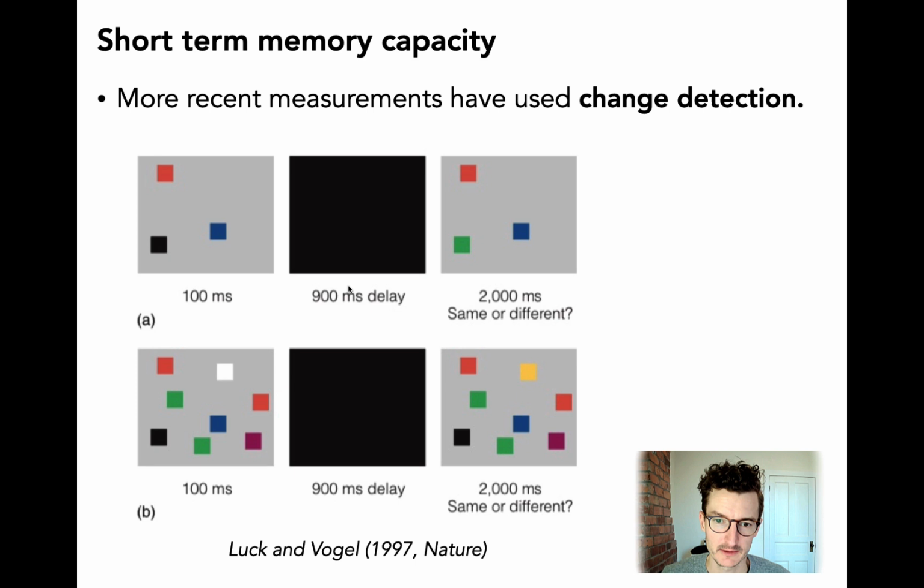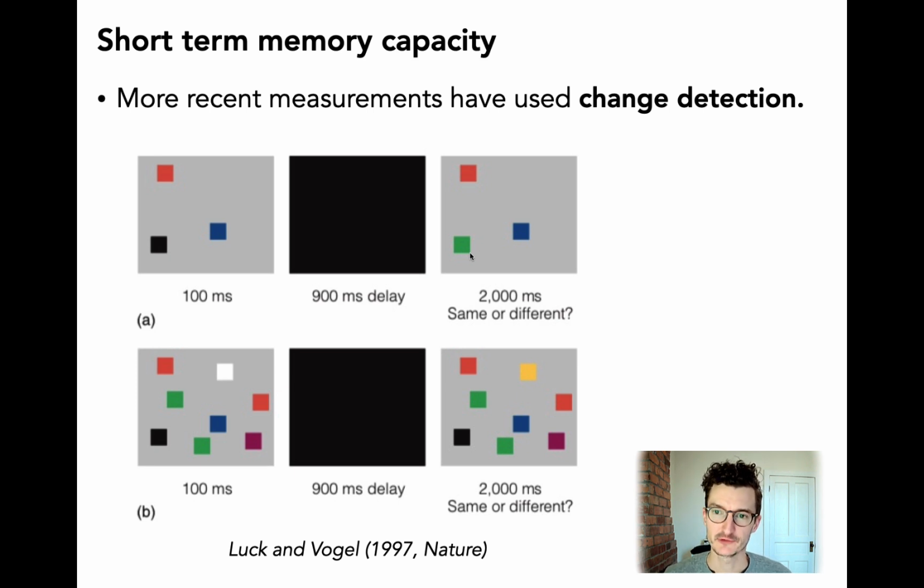And then you see a blank screen for about a second, right? So long enough that the sensory memory of the original array has disappeared. So any memory you have of that original array must necessarily now be in your short-term memory store, right? Because the sensory memory is gone. We've waited a second. And then you see another array of objects, and it's on the screen for 2 seconds, and you're asked, is this the same or different? Right? So in this case, you would say, oh, it's different. There used to be a black square here, and now there's a green square there.